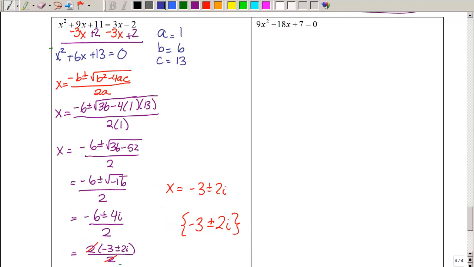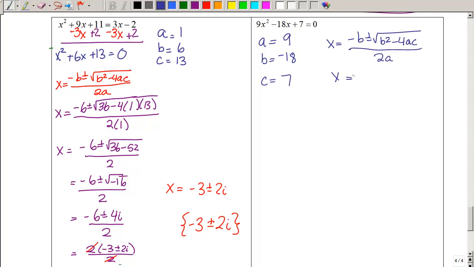For my last problem, I'm already in standard form because I'm already set equal to 0, so I can go ahead and identify my a, my b, and my c from my quadratic equation. A is 9, b is negative 18, and c is 7. I'm going to write down the quadratic formula one more time just so you can see it close. You might consider doing that on your homework until you have it memorized. So I have x equals negative b. Now b already is negative 18, so the opposite of negative 18 turns out to be just positive 18, which we'll write in the next step.